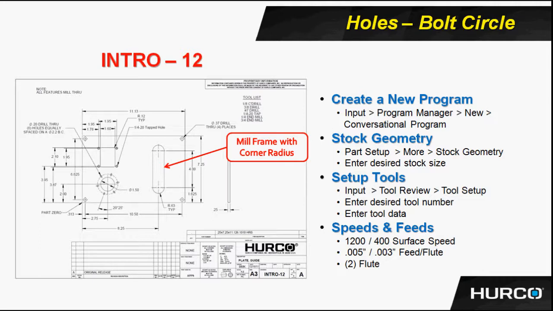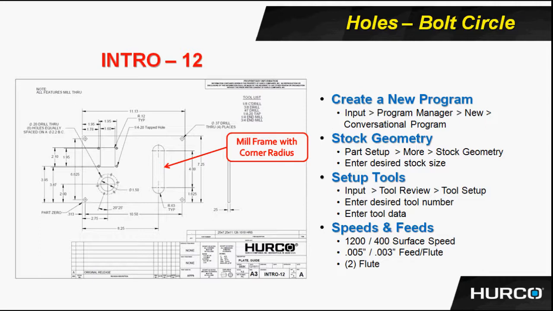Now later on we're going to learn how to program slots using a slot block, but up to this point the only thing we have covered is mill frame with corner radiuses, and that is a quite acceptable way to program slots on the Hurco control. So give this print, Intro 12, a try, and when you're programming the slot using the mill frame with corner radiuses, keep in mind you have to pick or do the calculations necessary to find a corner.